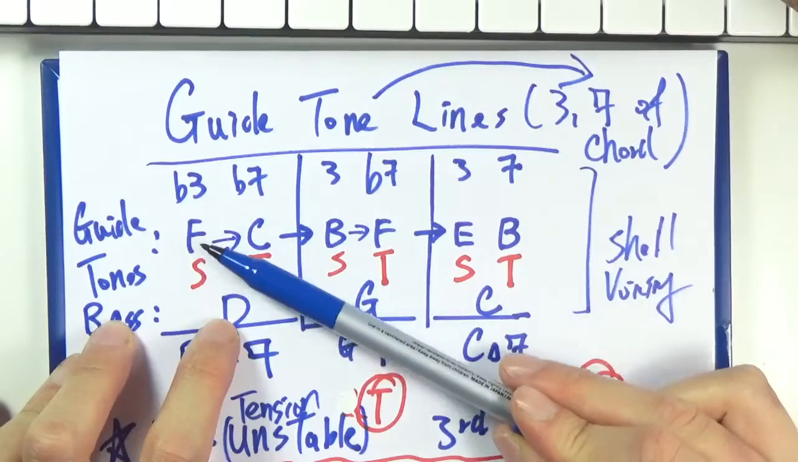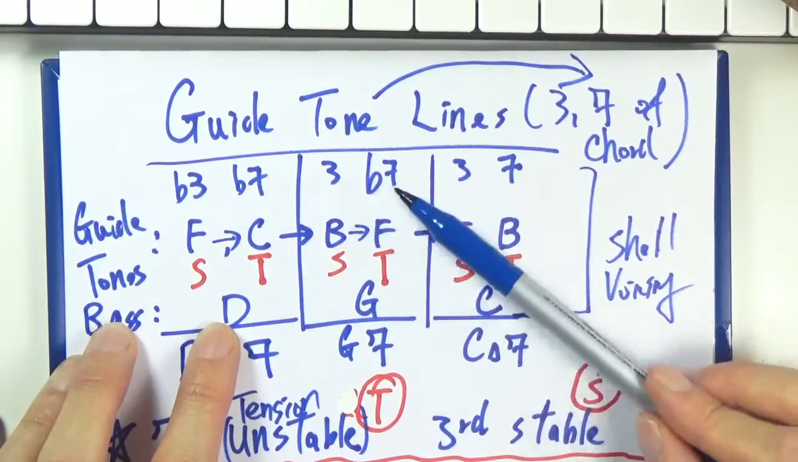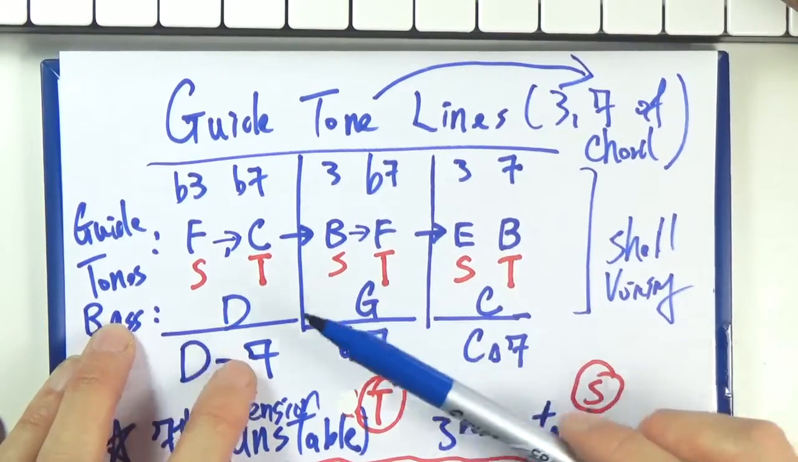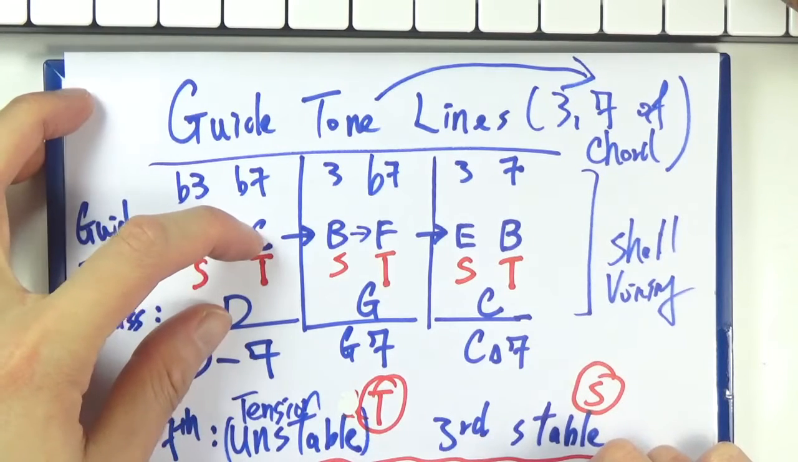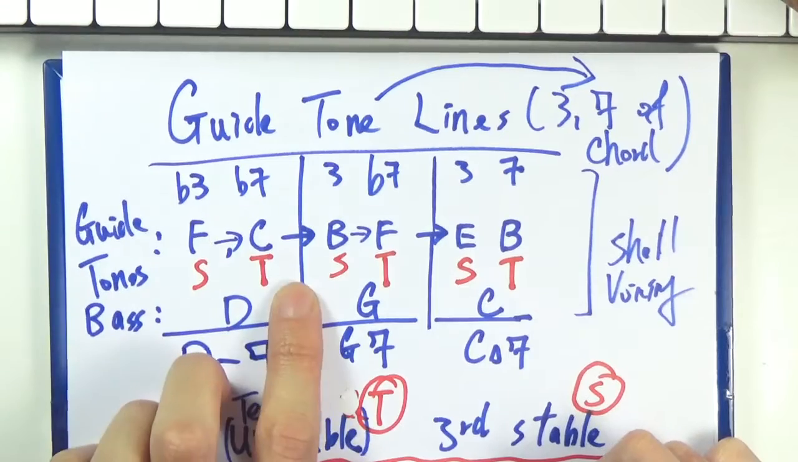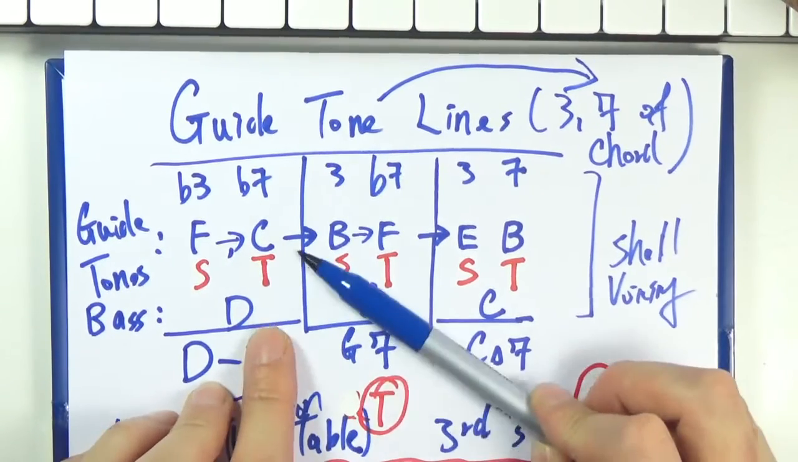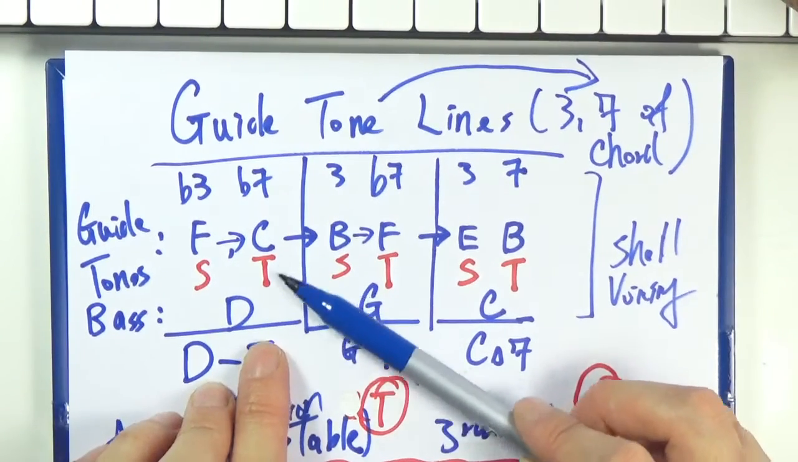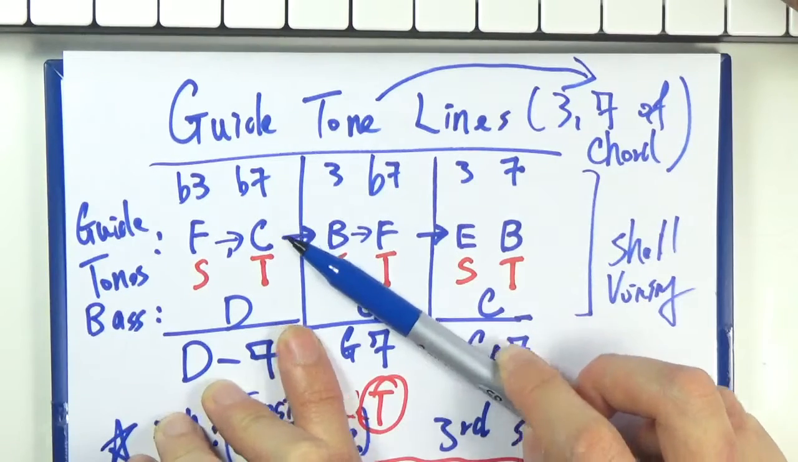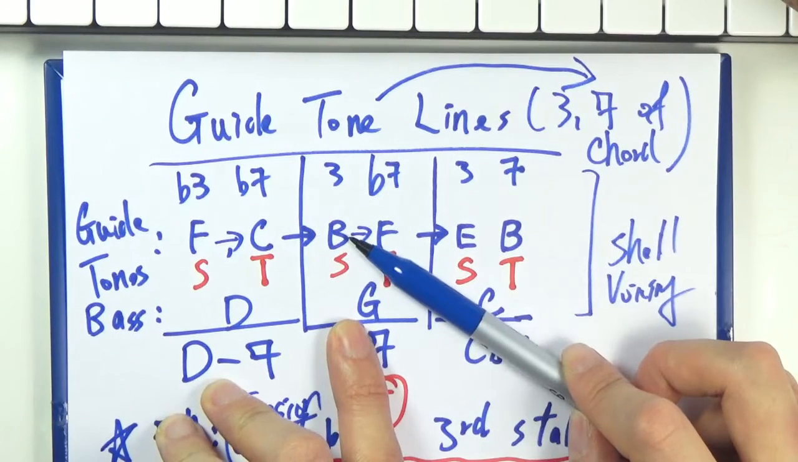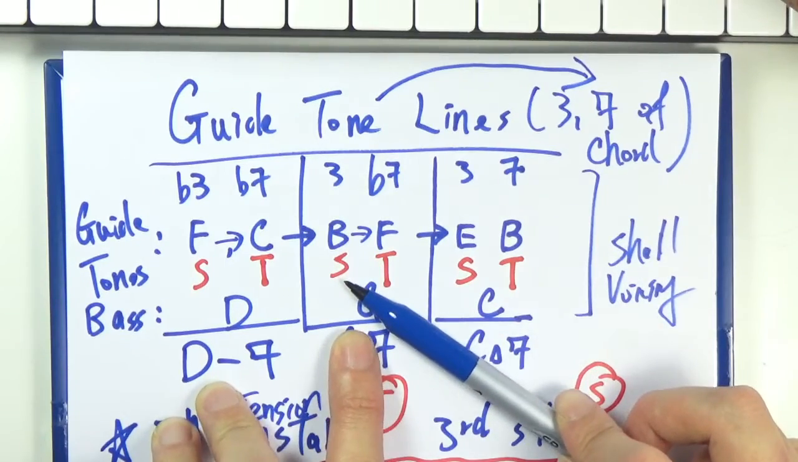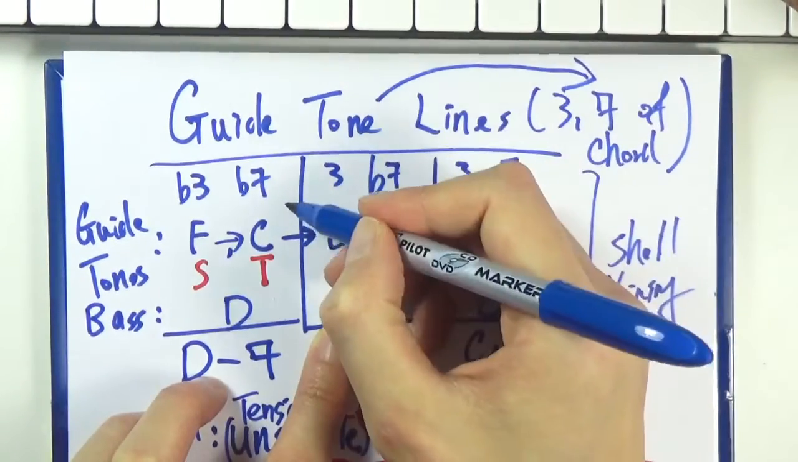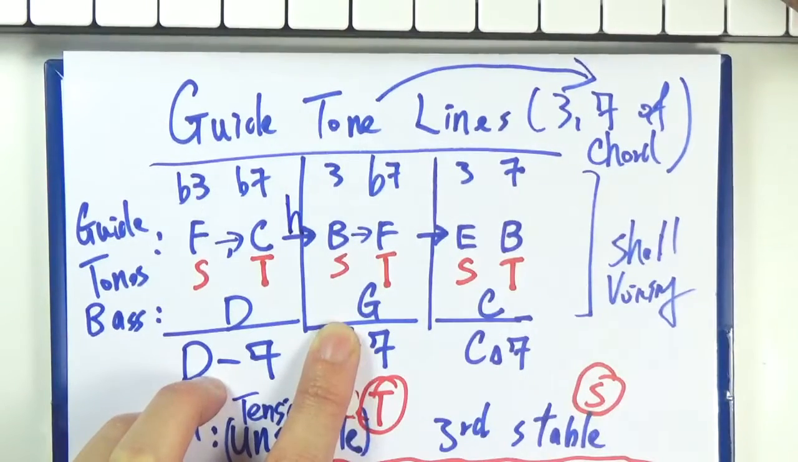So if you write down 3 and 7, 3 and 7, 3 and 7 in this order, you have D F, which is a stable interval, going into D C, which is a tension, an unstable interval. And like I said in the last video, tension needs to be resolved. So the 7th of the chord here would move to B, and B is actually the 3rd of G, which is a stable interval. Between these two notes, it's a half step, which is a really nice movement, really smooth.